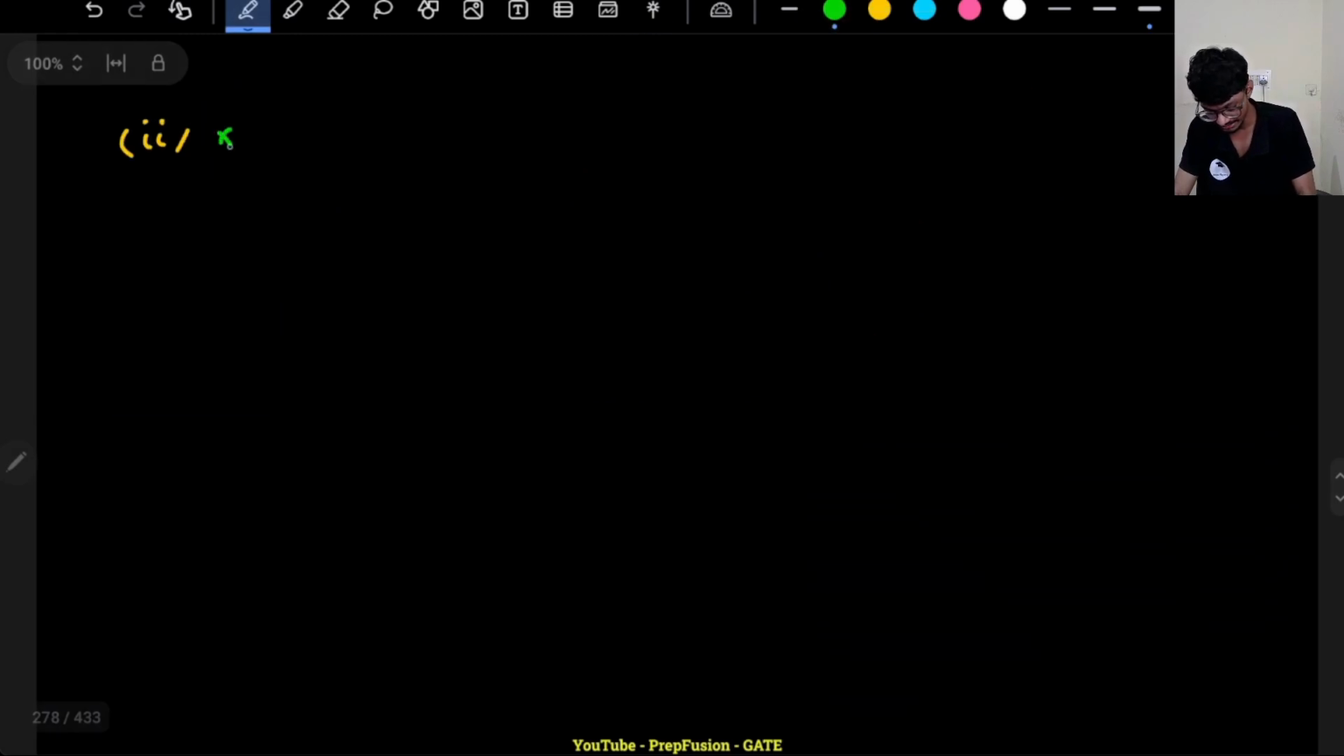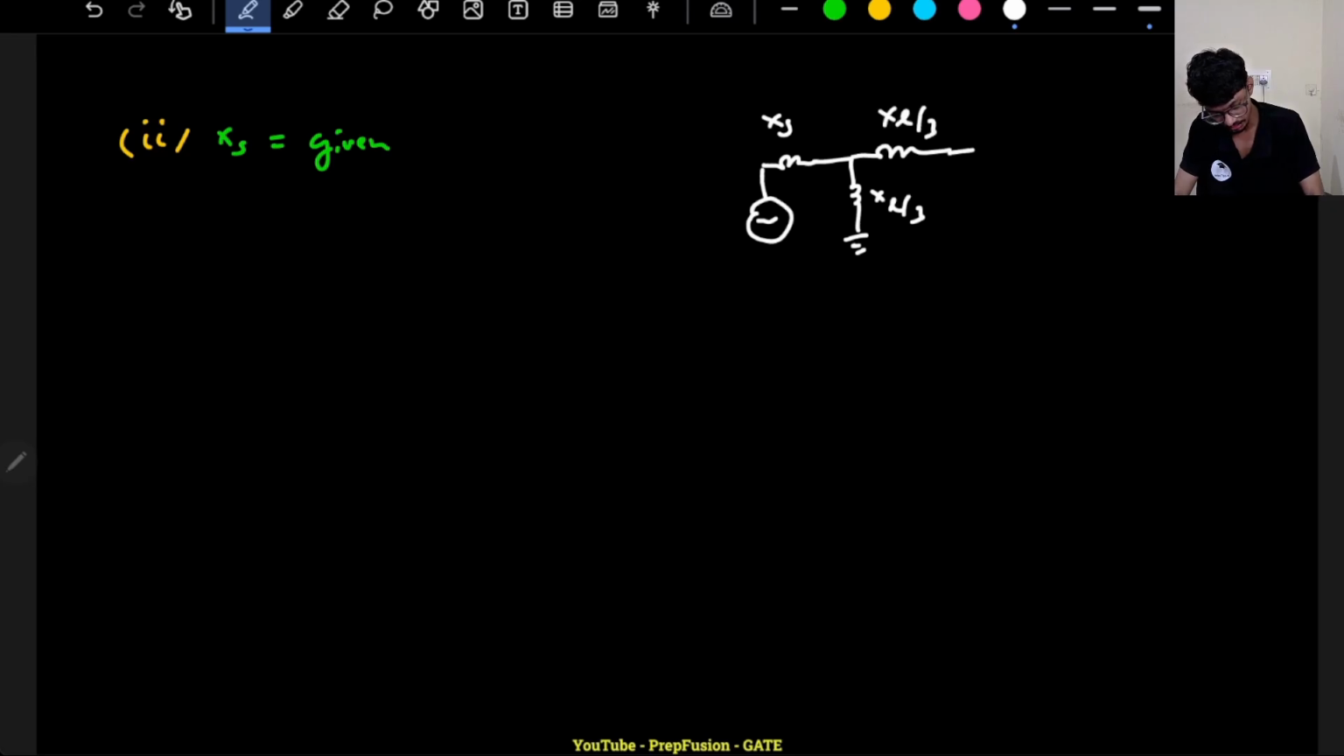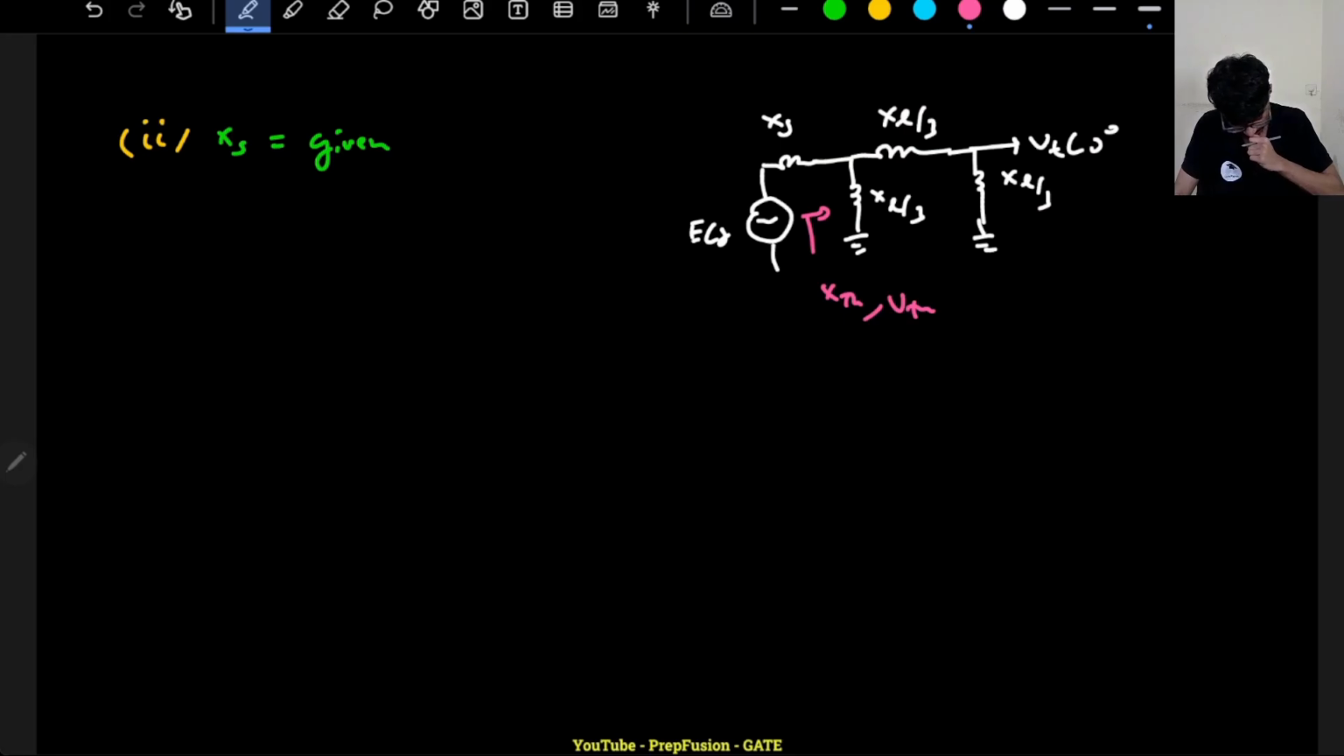second part, if excess is given, then it's difficult. Then you will have your E here, you will have your excess over here, and then you will have all these things. This XL by 3, this also will be there, XL by 3, this also XL by 3. Ultimately I will have here VT. So now how will you solve it? You will simply find out the X equivalent from here. If you are able to find out the X equivalent, you will just replace this network. Actually, you will not find out X equivalent, you will find out XTH and VTH. That will be difficult.